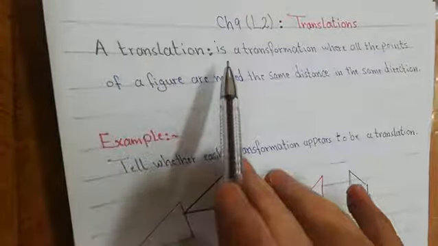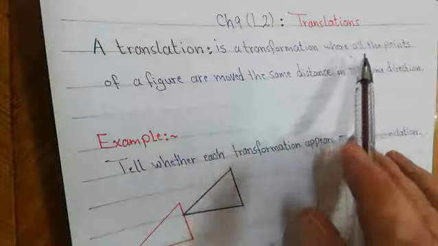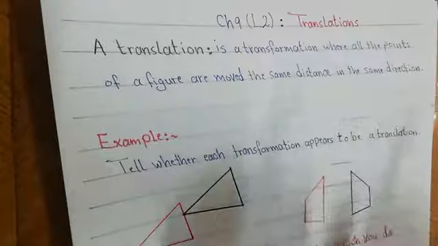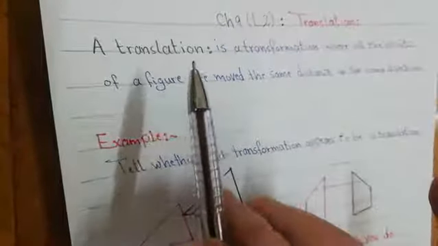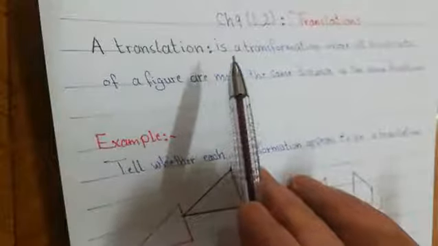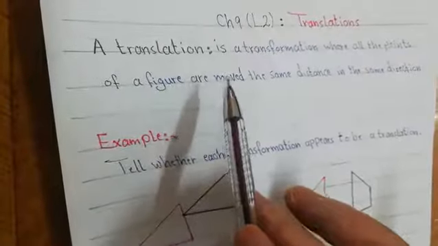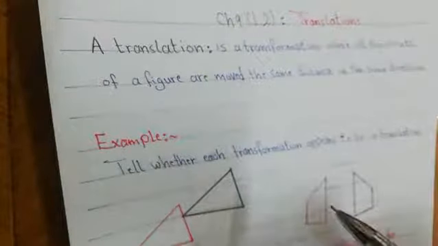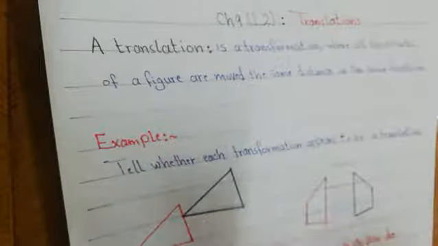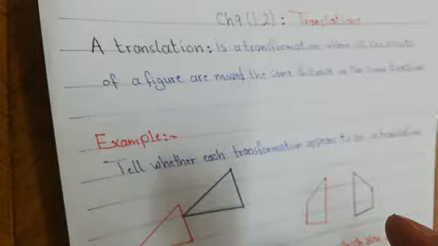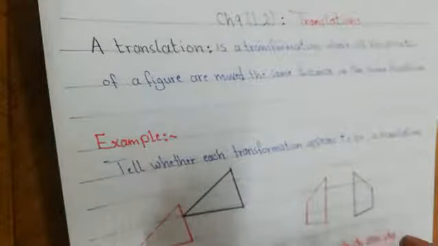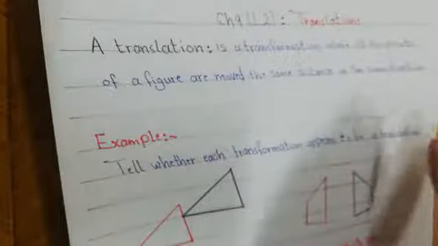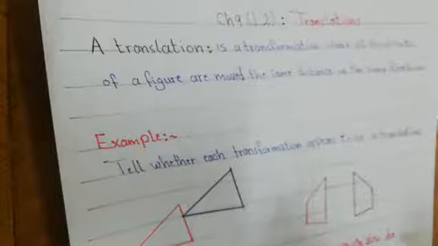Translation is a transformation where all the points of a figure are moved the same distance in the same direction. By the way, translation is also one of the types of isometries. Isometry means you will not change the shape, its size, or its length. You will only change its position, its place. That's all.